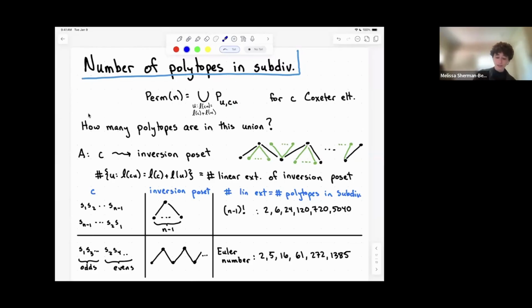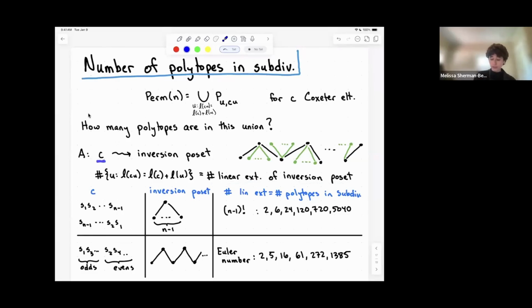So to figure out how many polytopes are in this union, I can start with my Coxeter element C, and I can construct its inversion poset, which is just keeping track of the inversions of C. And the number of permutations where C times U is length additive is going to be just the number of linear extensions of the inversion poset.